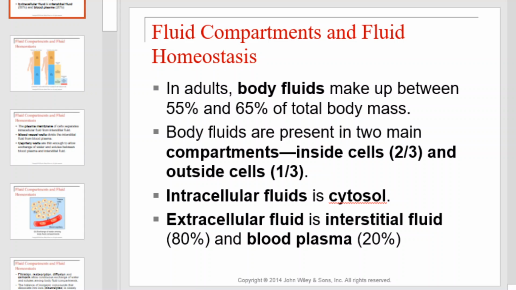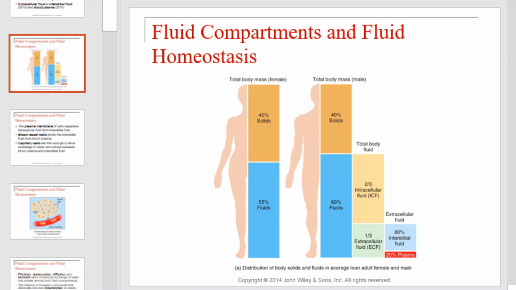The cytosol is made up of our intracellular fluids, while the interstitial fluid and blood plasma constitute our extracellular fluid. Interstitial fluid accounts for 80% of our extracellular fluid, and blood plasma 20%. This graphic illustrates our individual fluid compartments and their relative volumes.